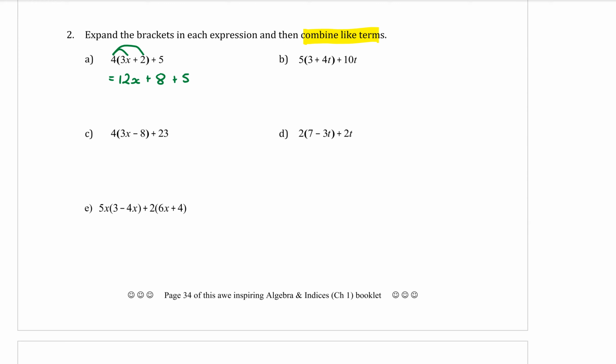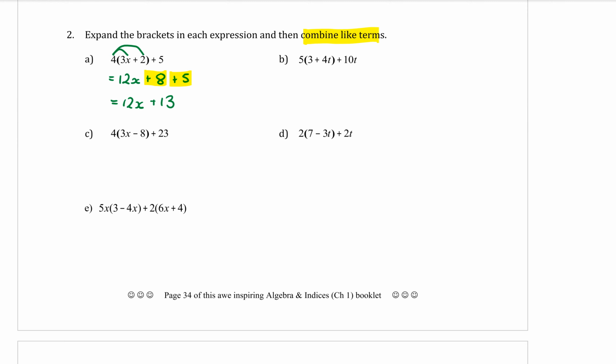Okay? But now I'm looking for like terms. So a plus 8 and a plus 5, they don't have the x. The other one does, but those two don't. They are like terms. So the 12x doesn't change, but 8 plus 5 makes 13. I collect them up. Okay? So do it in 2 steps. One step is to expand your bracket, and the second step is to collect up your like terms.